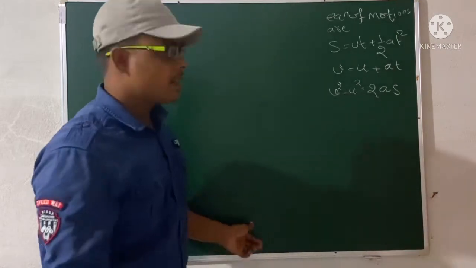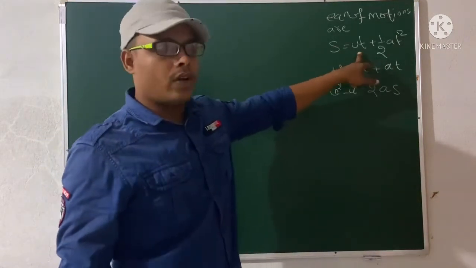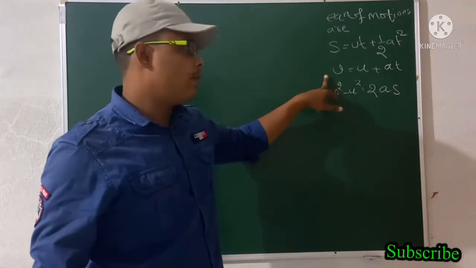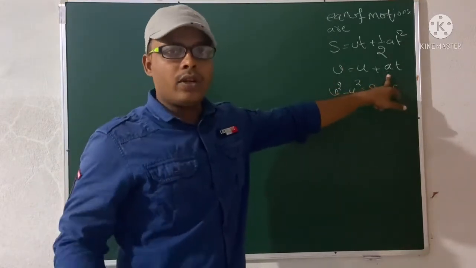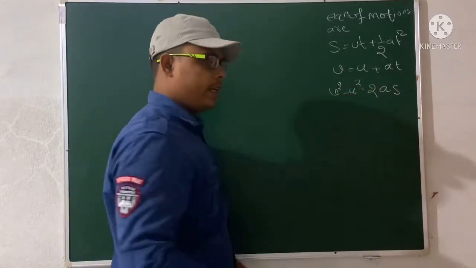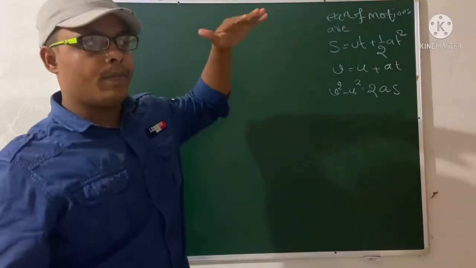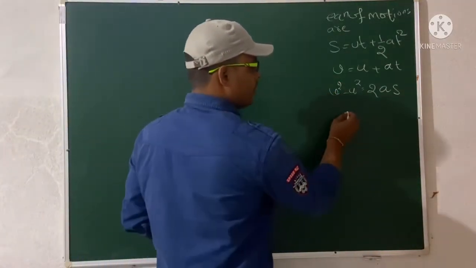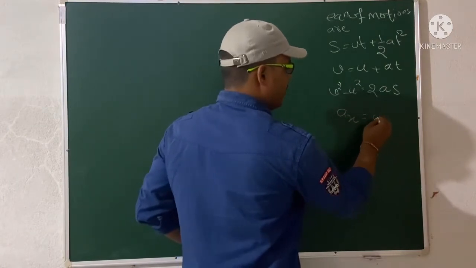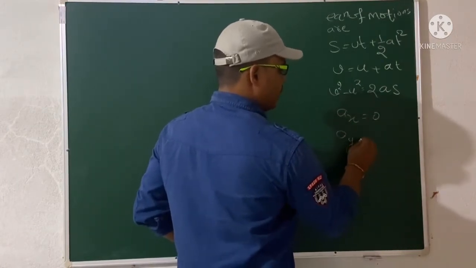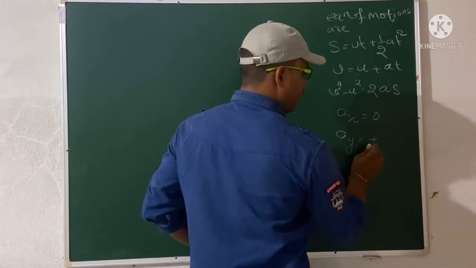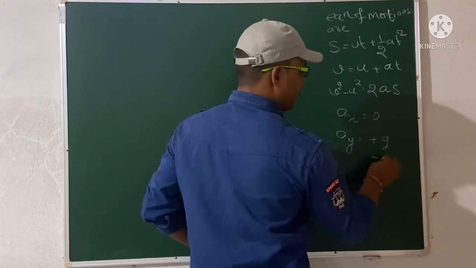Okay, so what is s? s is the distance, u is the initial velocity, v is the final velocity, and a is your acceleration. And remember, in the projectile motion, at the vertical side, your ax is 0, right? And your ay will be plus g or minus g.